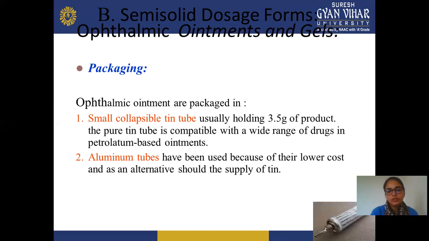Next is the aluminum tube, and this aluminum tube has been used because of its lower cost, and as an alternative to the supply of tin. If you want to prepare a less costly formulation, or do not use tin, or there's any problem with tin, then for alternative purposes you can use aluminum. Cost-wise, aluminum is reduced, because aluminum is cheap as compared to tin. Tin is a costly product, so you can replace tin with aluminum tubes.